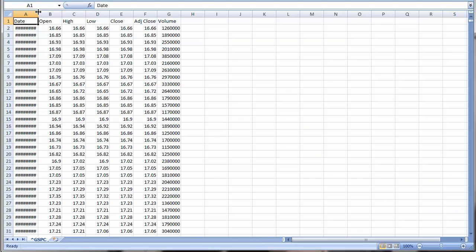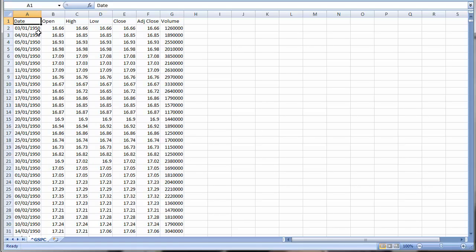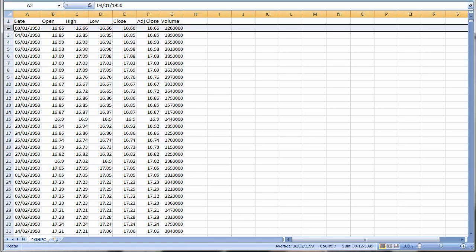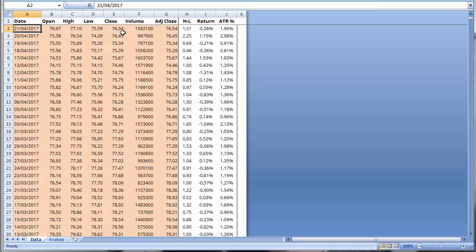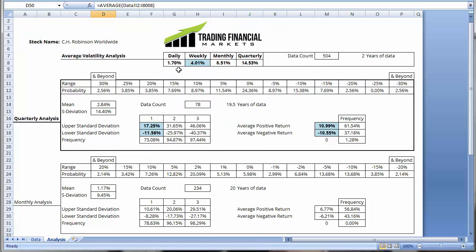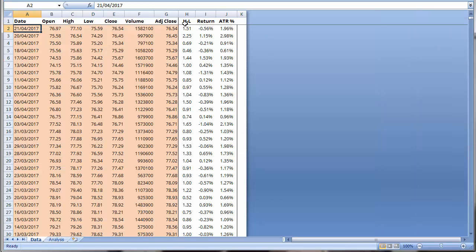Once you've got your data, just tidy it up. Now, something to note, you need to have the latest date at the top, okay, when you are pasting this data into the volatility analysis sheet, because the average true range analysis, okay, so looking at the volatility on a daily, weekly, monthly, quarterly basis, this looks at just the last 2 years worth of data, okay, to keep it relevant, and it's going to look at the most recent data sets when doing that. Alright, so just remember that.